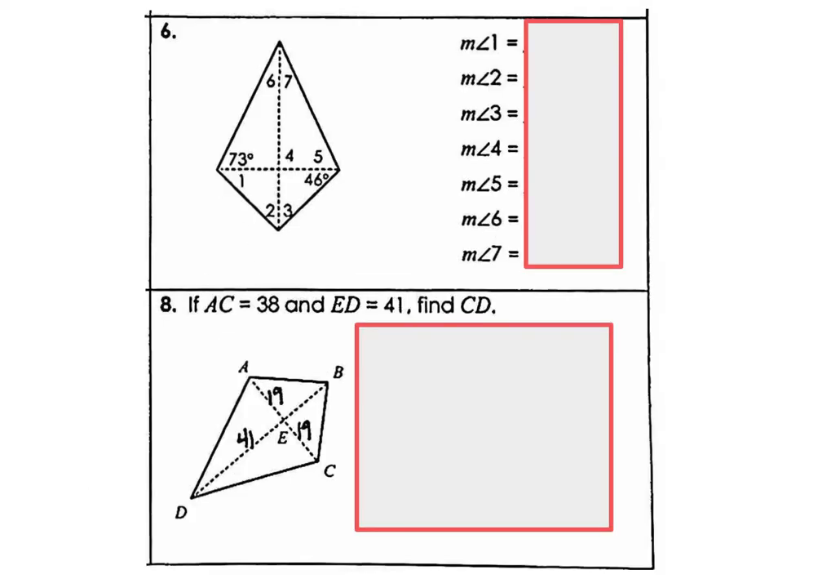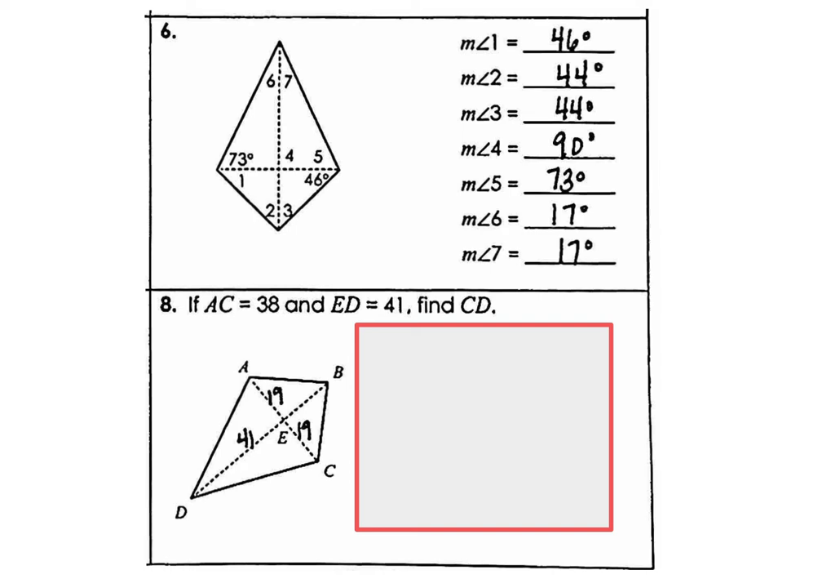All right, for these, I would have started with 1. If I have 46, I know 1 is also 46. 2 and 3, this is an isosceles triangle, so 180. And actually for this, you could have just said 90, 46 and subtract. You would have gotten 44, and 2 and 3 should be the same. It has been bisected. 4 is one of your diagonals. That's going to be 90.